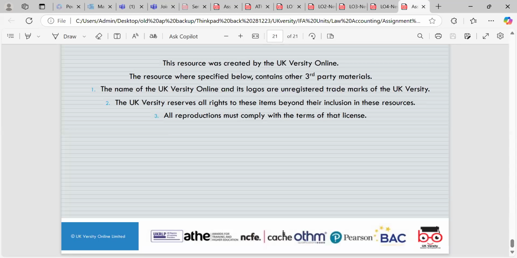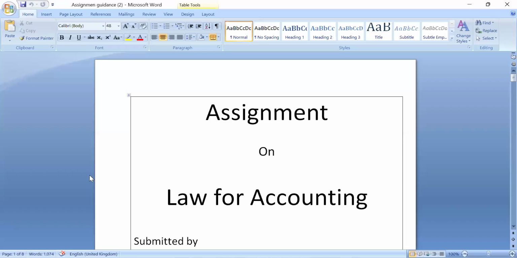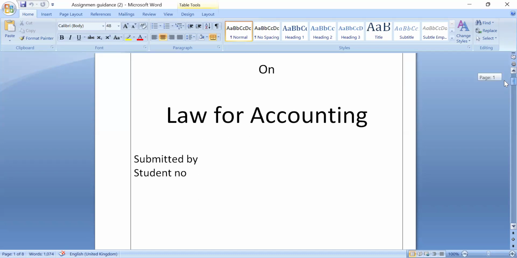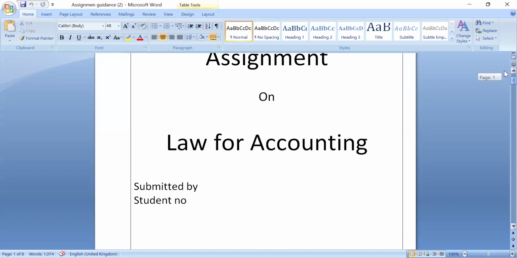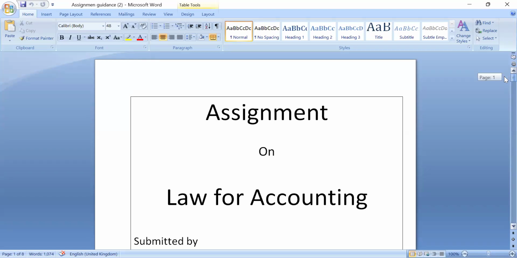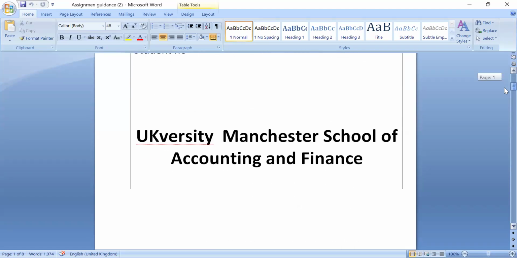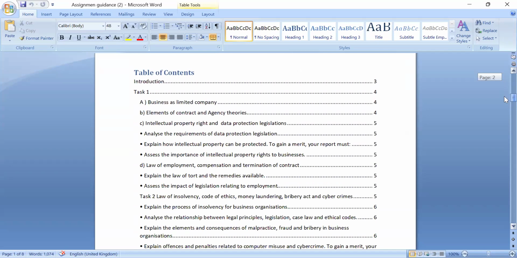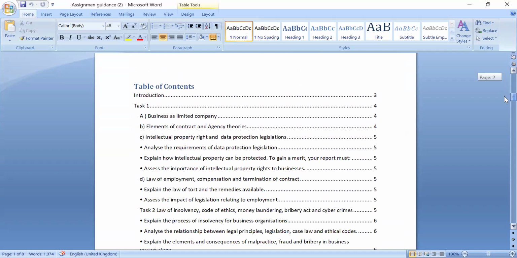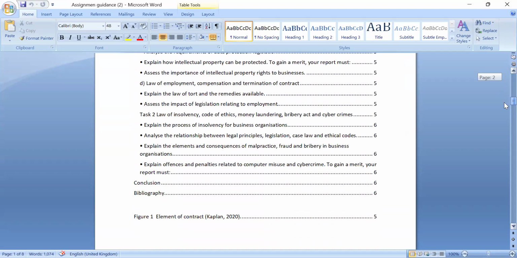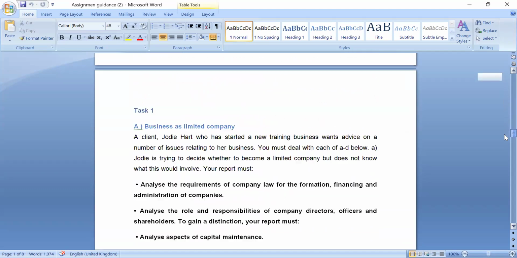Okay, as it's given in the assignment brief, we abstract everything in the slide from the assignment brief, and that can be your cover page: Assessed assignment on Law for Accounting, submitted to UK Versity. Then the second page can be your contents page, and then you can look around.